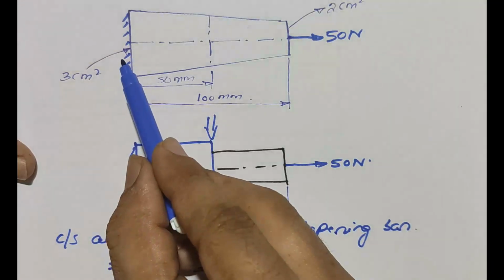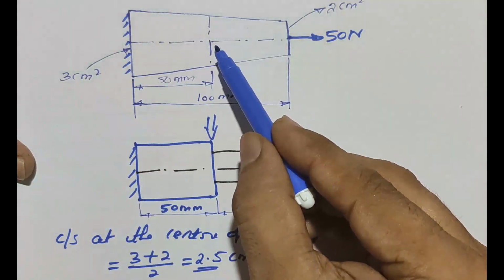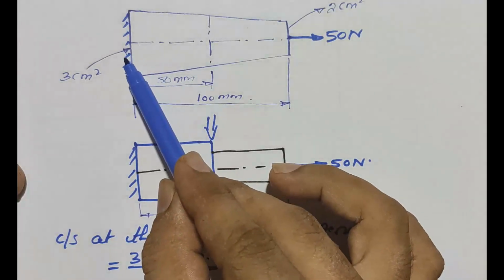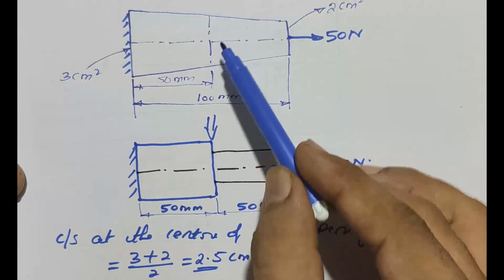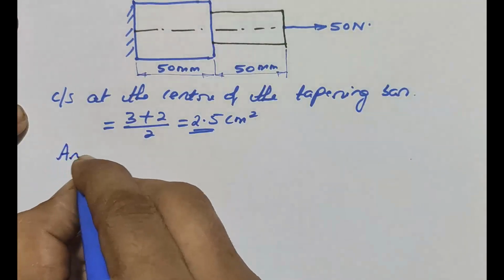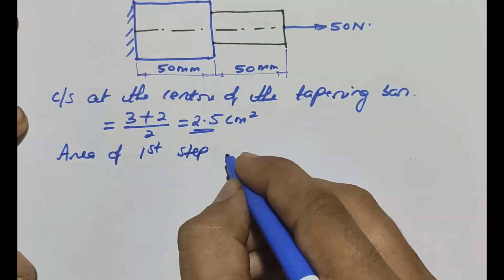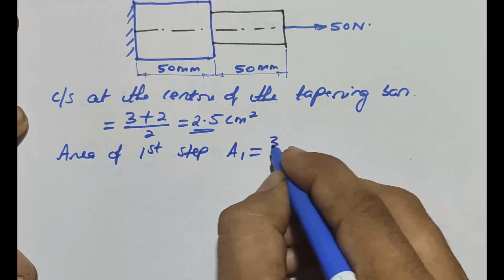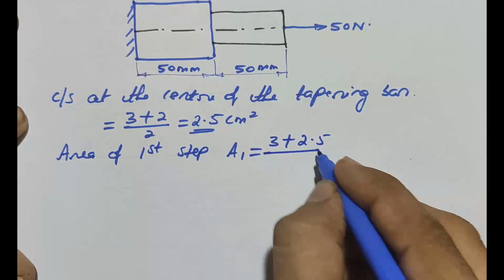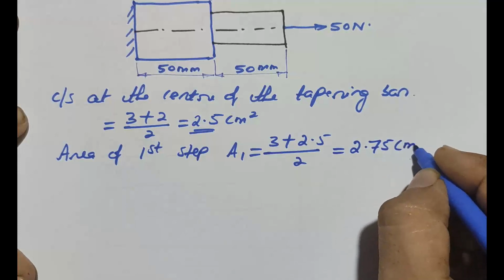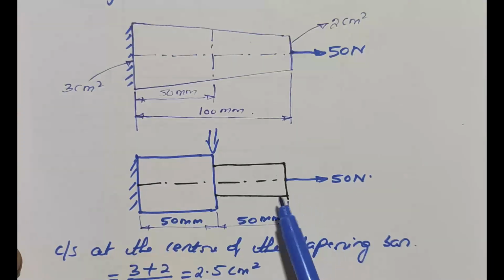See here it is 3 centimeter square and at the center it will be 2.5 centimeter square. Now the area of this first cross section will be average area of 3 centimeter square and 2.5 centimeter square. So therefore area of first step, I will take it as A1 will be is equal to 3 plus 2.5 by 2. It will be equal to 2.75 centimeter square.